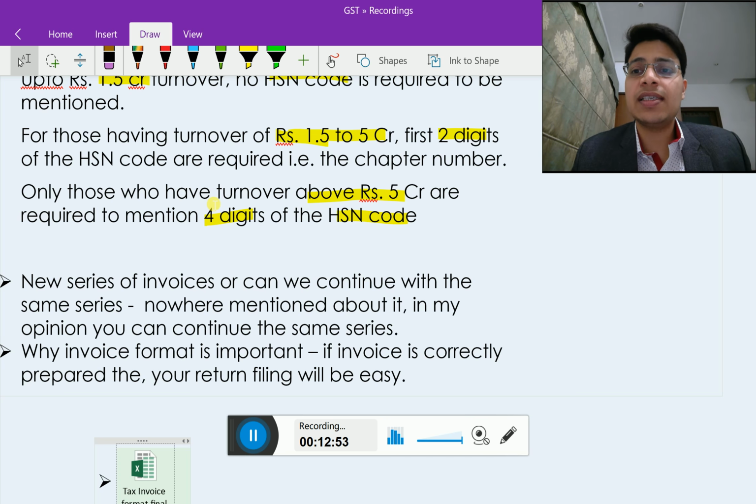So why is this important? Because while filing returns, you need to mention clearly that in the month of July or in any other month, I have issued invoices starting from 601 to 650 or 601 to 620, and these are the details of the invoices. So these details, number of invoices issued and all, will be mentioned in the returns. So if you prepare the tax invoice properly, your filing of returns will be easier. If you don't prepare the tax invoice properly, you will waste a lot of time while filing the returns.